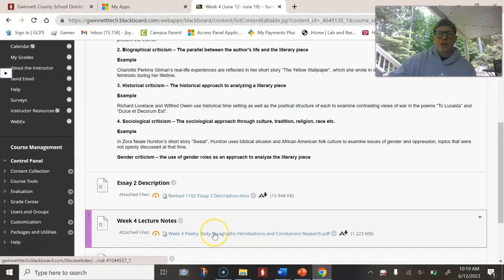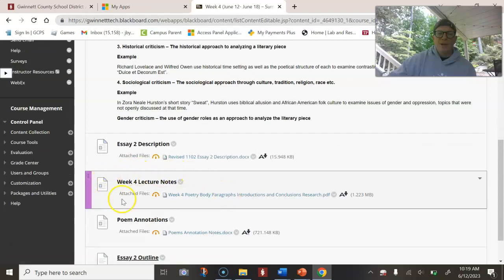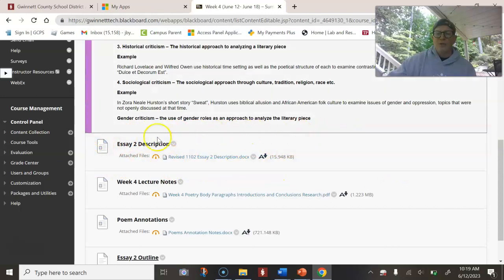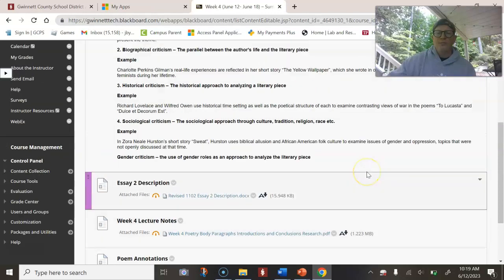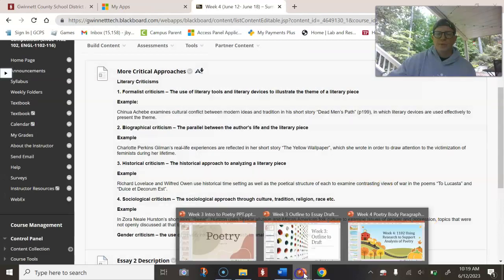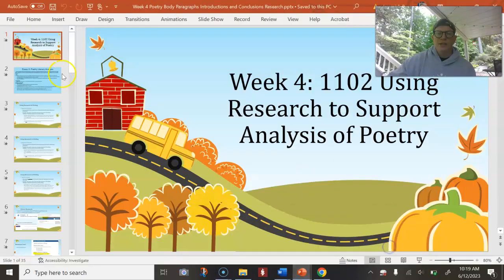For this lecture that I'm discussing today, these are the notes that I'll be going over, okay? And then this is the essay two description, which I'm going to go over. I have it in my PowerPoint, but here it is separately if you should want to click to reference it. All right? Cool. So let's do that.